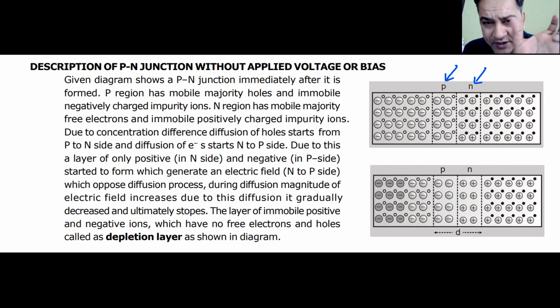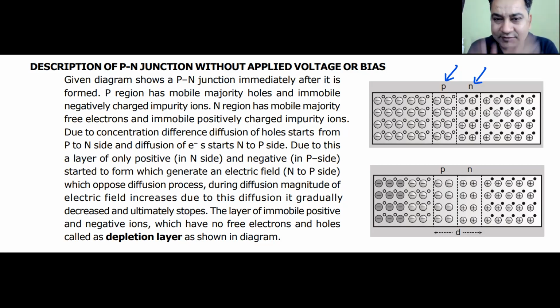In the p-type, we have holes, which are the majority carriers. In the n-type, we have electrons, which are the majority carriers. It has more number of electrons. It has less number of electrons. This has more number of electrons, or you can say this one has more number of holes.